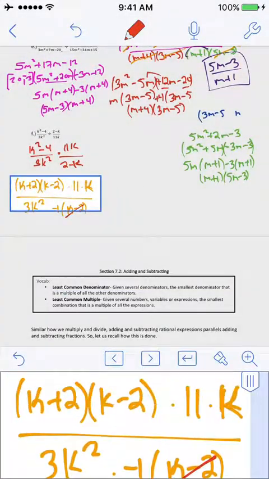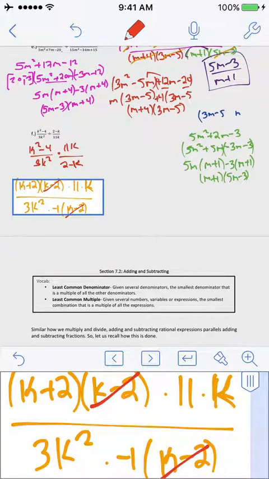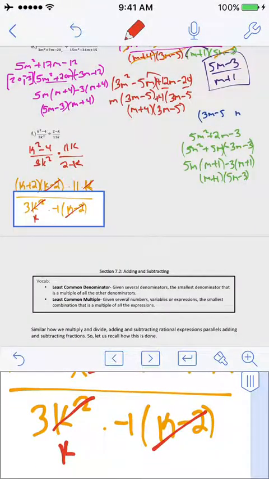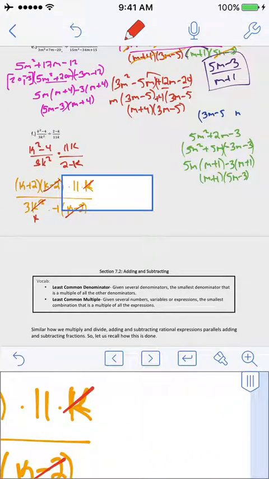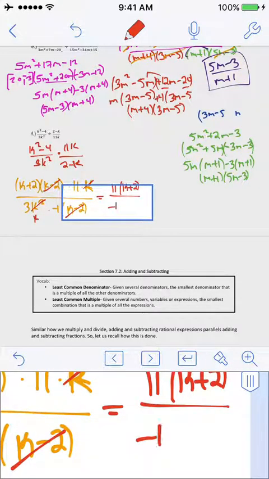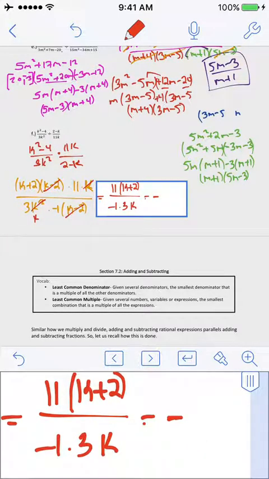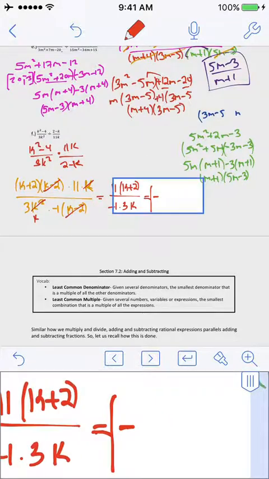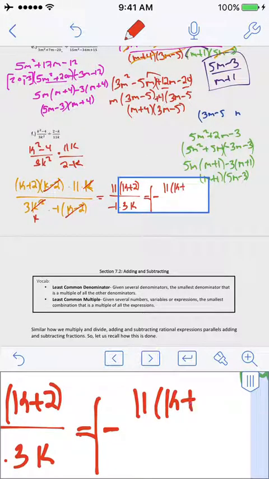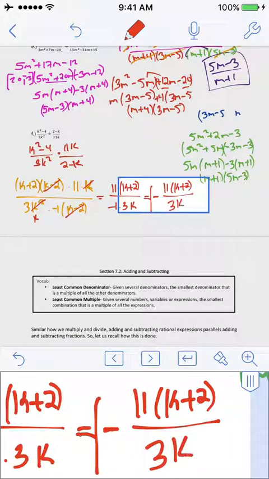So k minus 2 cancels with a k minus 2. I don't have any k plus 2s. I have a k here that I can cancel with this k, and I'm left with one more k. And then 11 and 3 and negative 1, no, they don't really cancel all that much. Alright, so I've got an 11 and a k plus 2. I've got a negative 1 and a 3 and a k. And then if we reduce this a little bit, we can pull that negative part out just in general. We get negative 11 k plus 2 over 3k. And that's our final answer.